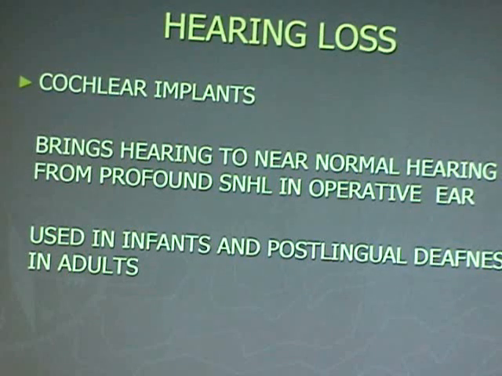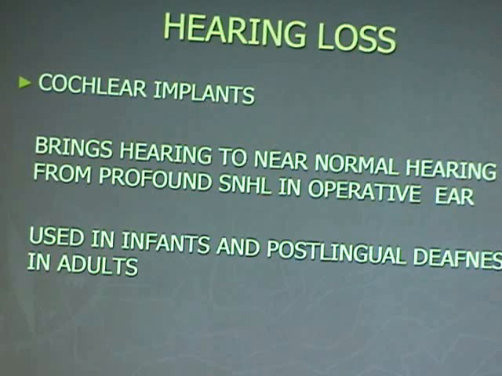This is particularly useful in two instances. In infants who are born deaf, if they're implanted within the first year or two, and have the proper education, by the time they're in first grade or kindergarten, they're mainstream. But let's go to adults.